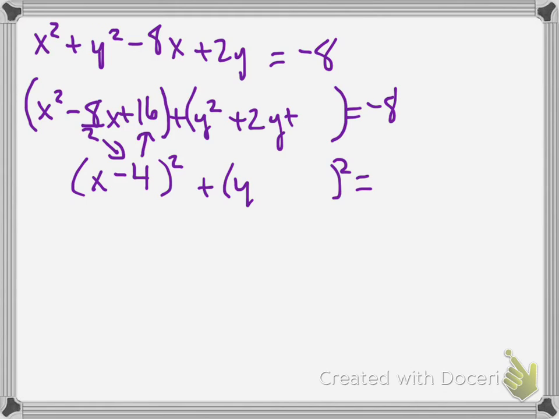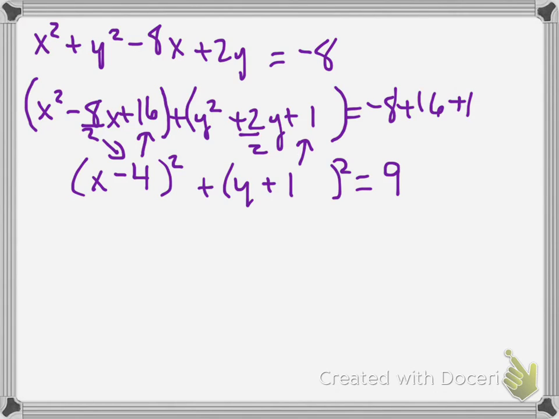Then you do the same thing for the y. 2 divided by 2 is 1, and 1 squared is 1. Make sure you add both those numbers that you put in each parentheses to the other side. Those will also always be positive. So you're going to say negative 8 plus 16 plus 1, and that gives you 9.